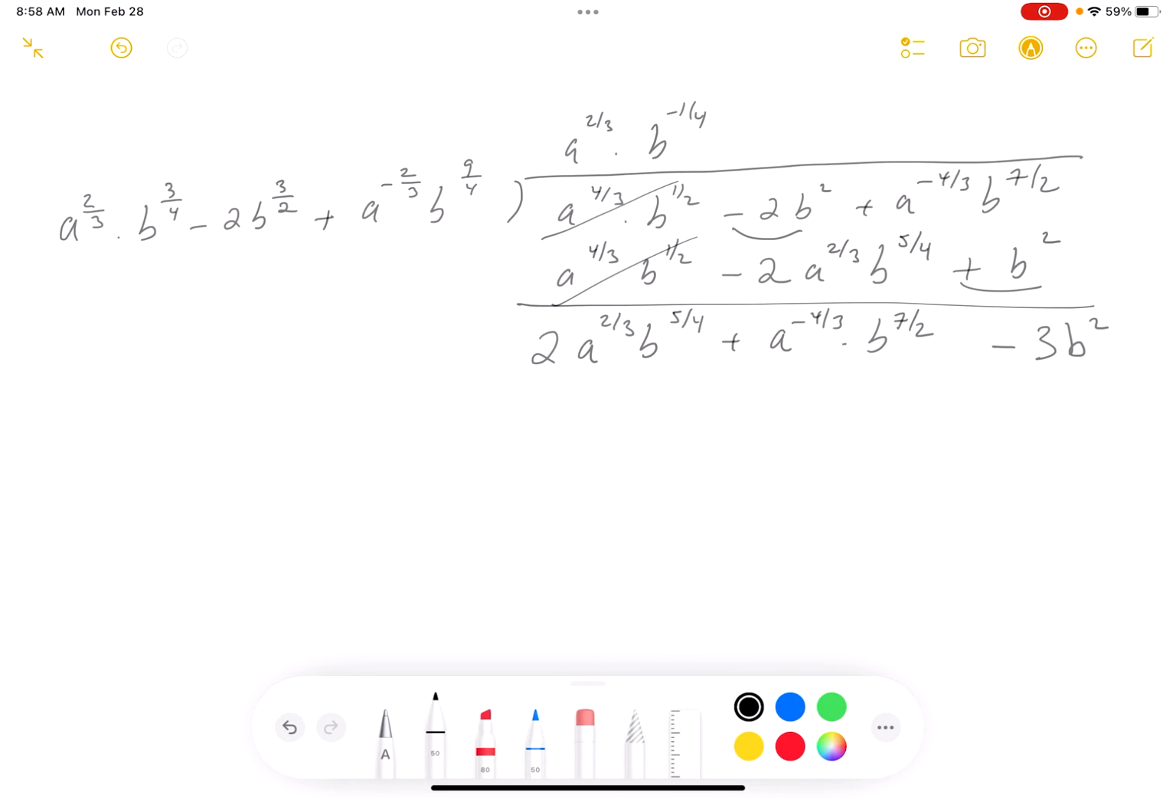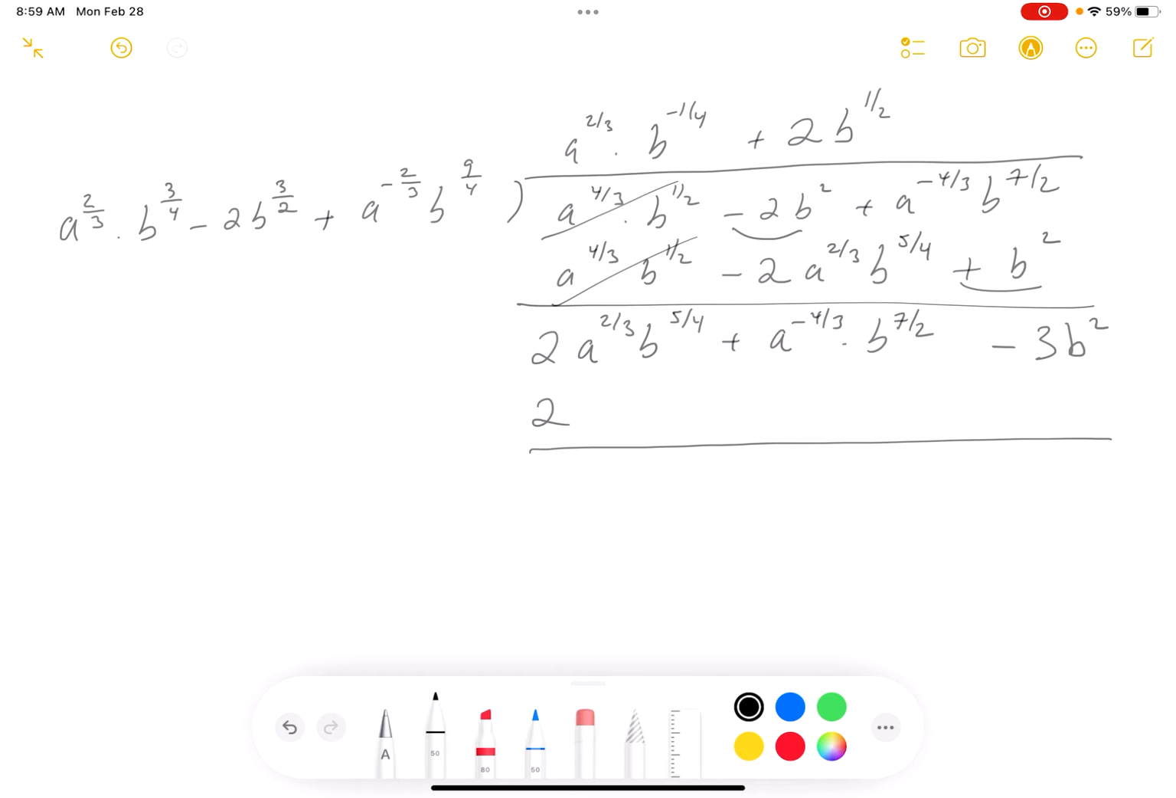Now, let's see if I copied it right. I got 2a to the 2/3, b to the 5/4, plus a to the minus 4/3, b to the 7/2. All right, I got to move on. And certainly you may wonder, is this going to work out nice? Who knows? Well, I'll go to the next thing. And I'm going to say plus 2b to the 1/2. And let's see what happens over there. Well, you're going to get 2.